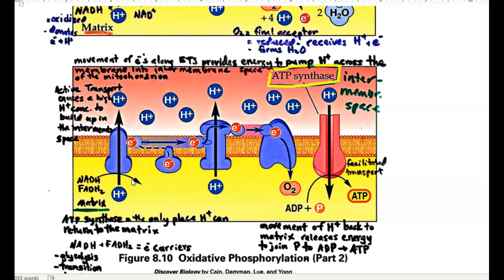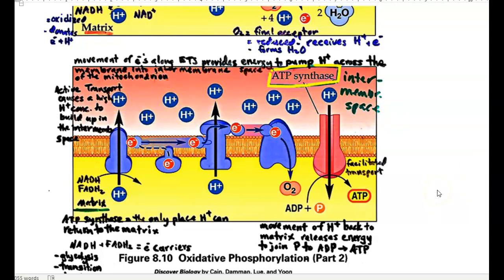Release their electrons. Hydrogens also come off when NADH and FADH2 are oxidized. They're going to give up their electrons and their hydrogens. Hydrogens right here. As electrons go down the electron transport system, they're going to release energy to pump these hydrogens from this side into here, into the intermembrane space. So they're all going to be building up on this side.